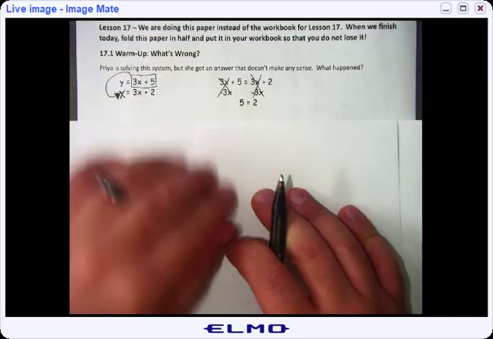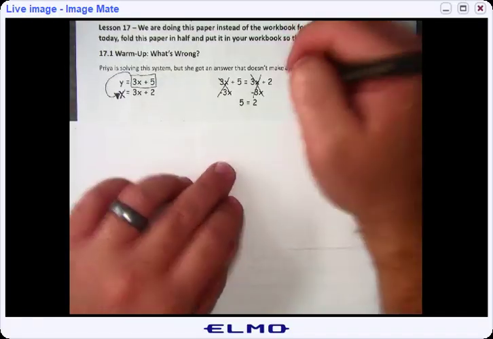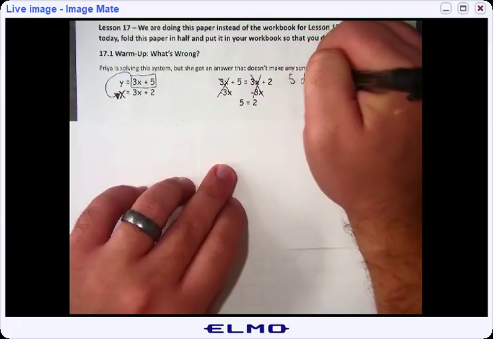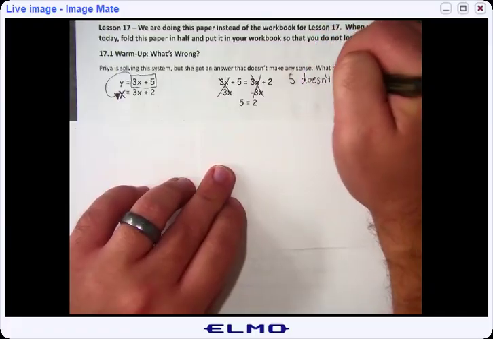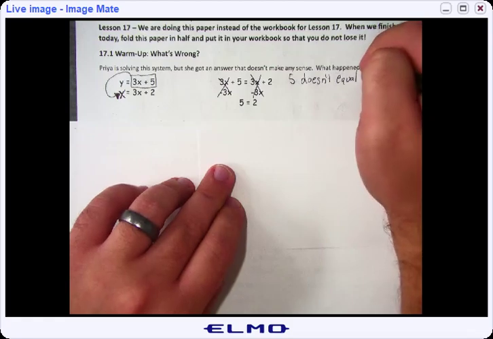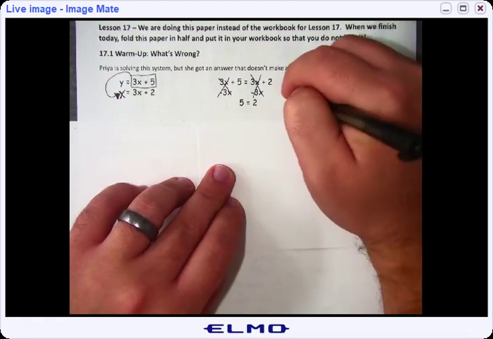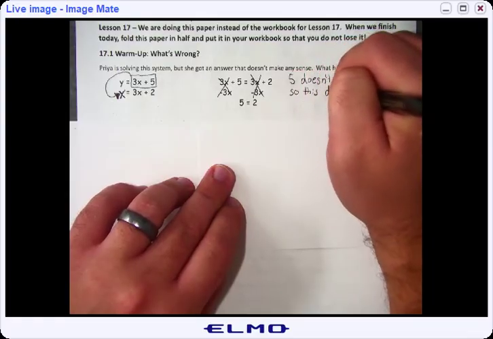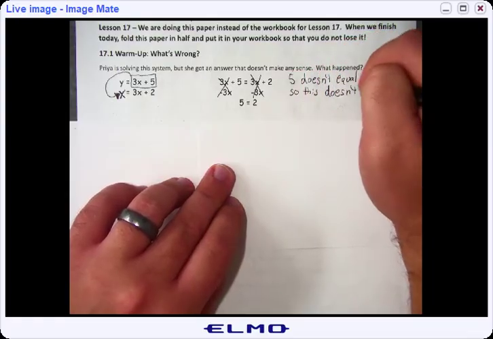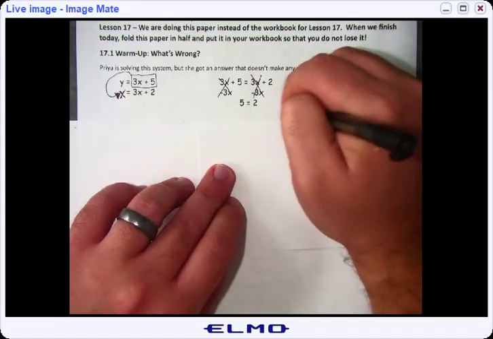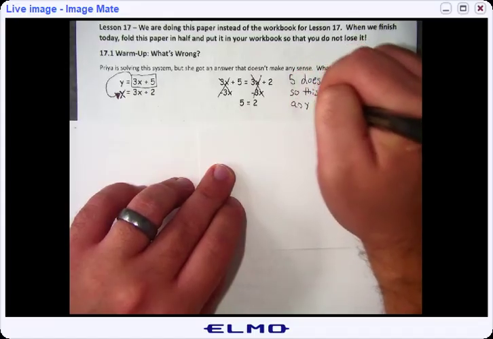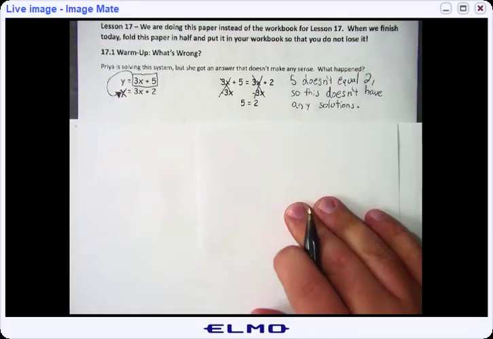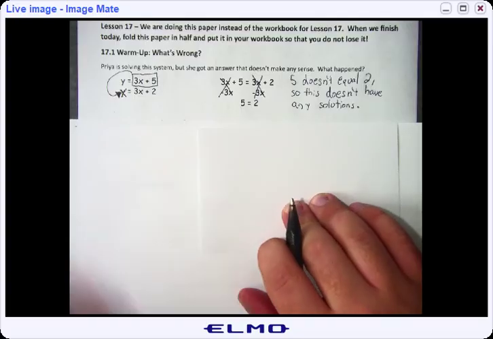In this, what we would say is 5 doesn't equal 2, so this doesn't have any solutions. Okay, that's kind of what we would do there.